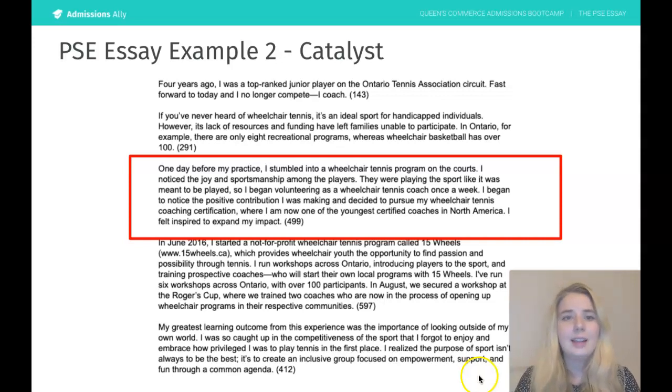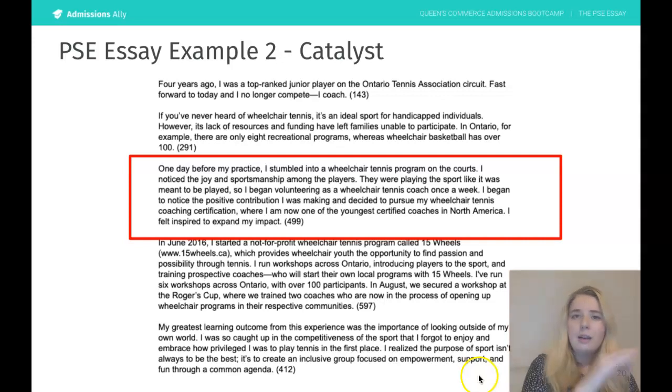So this is a great catalyst because it's showing what made that change. So there was the setting of the stage, what was the current situation, but what made the change. So this person stumbled into wheelchair tennis. They had a recognition of, wow, this is really causing people a lot of joy and sportsmanship. And so they actually started to take action. They started to be really involved themselves within the sport by helping others. They also took it a step further to take a certification.